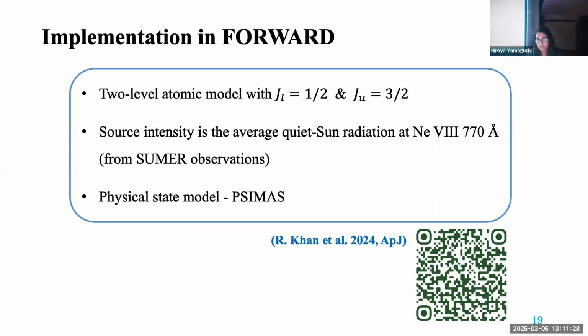In the case of Neon 8, we assumed a two-level atomic model, because Neon 8 is a resonance line, so it's a very good approximation to consider. And for the source intensity, which is basically the source of pumping radiation, we use the average Poisson radiation from the SUMER spectroscopic observations. And for the physical state model, we used the MHD model developed by PSI.